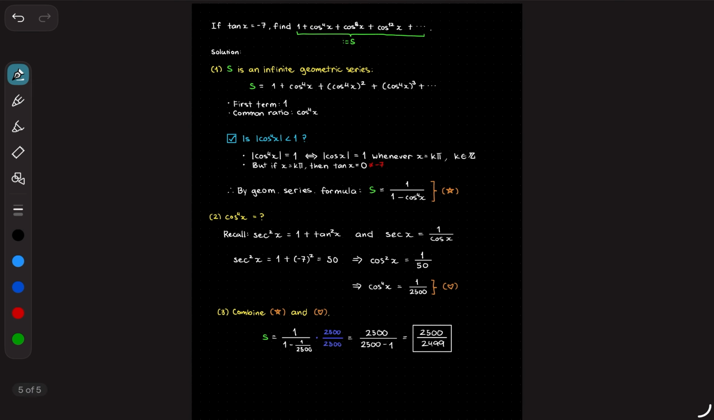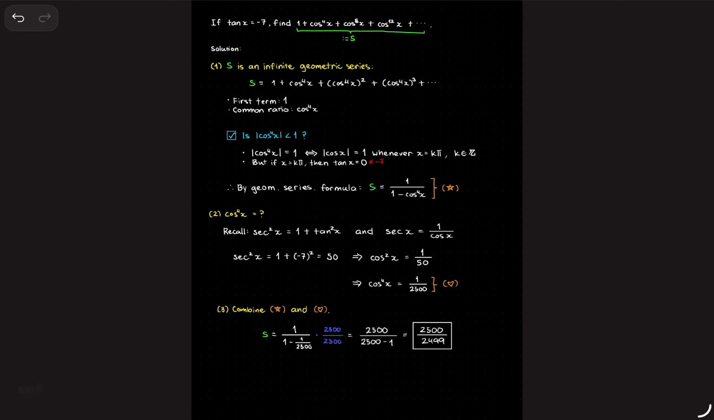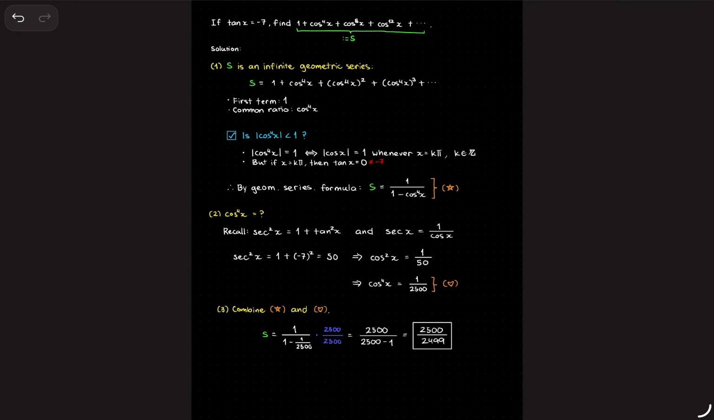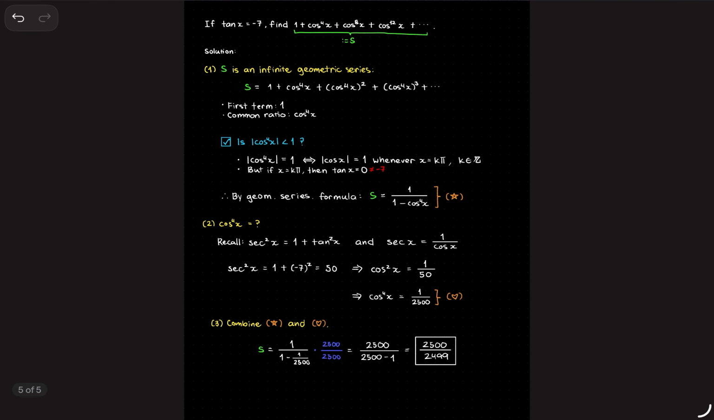Yeah, so good. I hope you enjoyed that one. It's actually pretty straightforward. All you need to do is to notice that this thing here is an infinite geometric series. From there, just establish this important step out here, since the formula does not hold for common ratios that are greater than or equal to 1. So if this is the case, we can obtain this. And then just using the trigonometric identities to obtain cosine x raised to 4, we obtain the following. Combine the two and we will be able to obtain the final answer of 2,500 over 2,499.